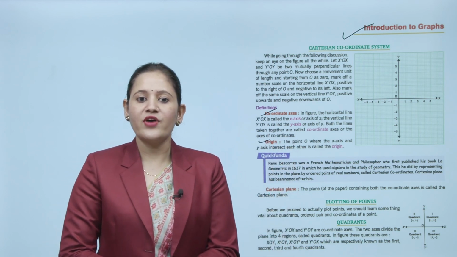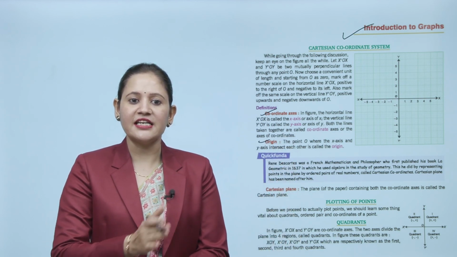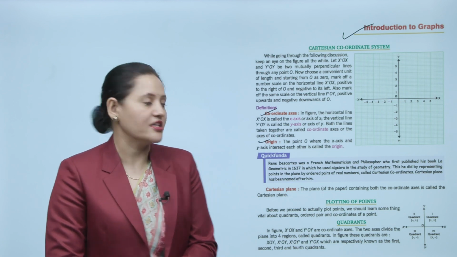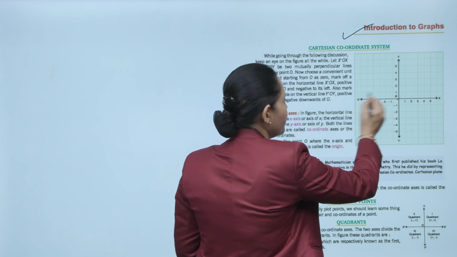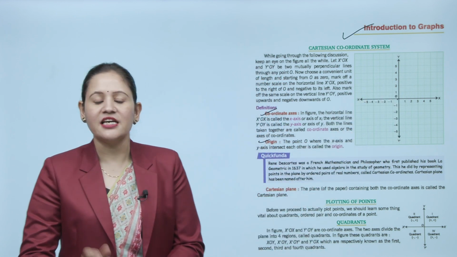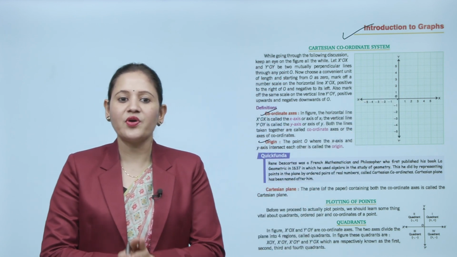The point O where the x-axis and y-axis intersect each other is called the origin. So this point O where both the axes intersect each other is called the origin. Next, quick funda.